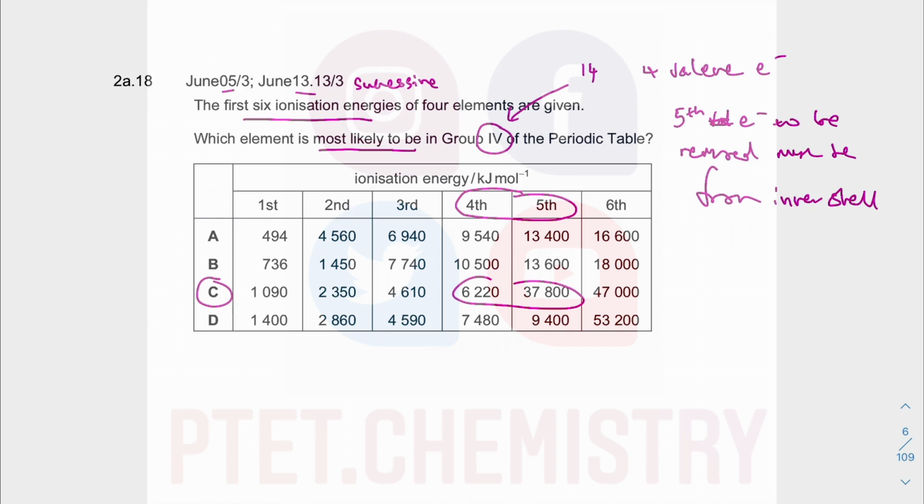So to go back to our reasoning, the fifth electron to be removed must be from an inner shell, okay, because you only have 4 outer shell electrons for an element in group 14, and therefore require a lot of energy to be removed, okay. So it makes sense that the biggest jump goes from the fourth to the fifth ionization energy.